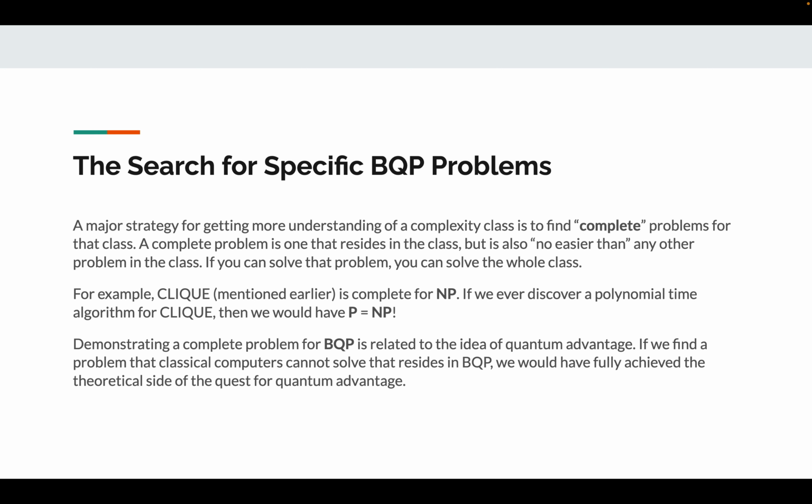So Clique, which we mentioned earlier, is complete for NP. This means if we ever find a polytime algorithm for Clique, then we would have P equals NP, and that famous conjecture would be proven true. Actually, the conjecture mostly goes the other way, so we would be disproving it.